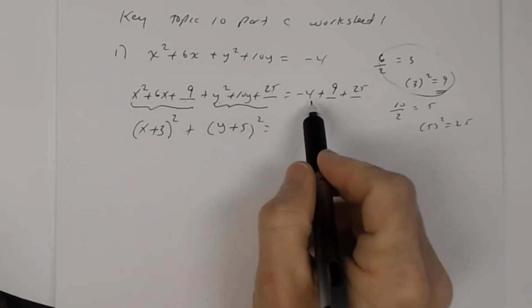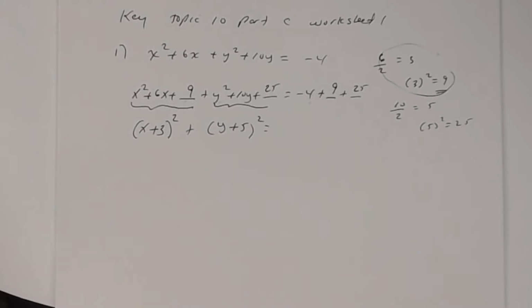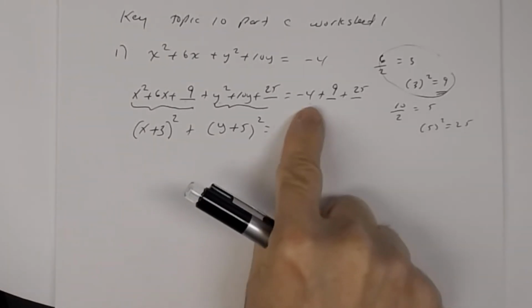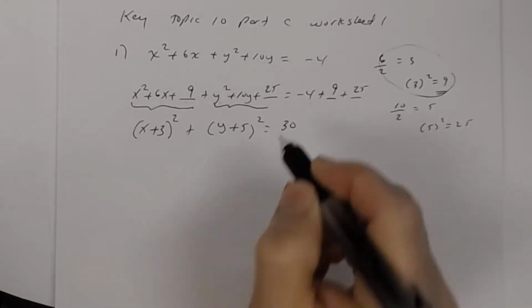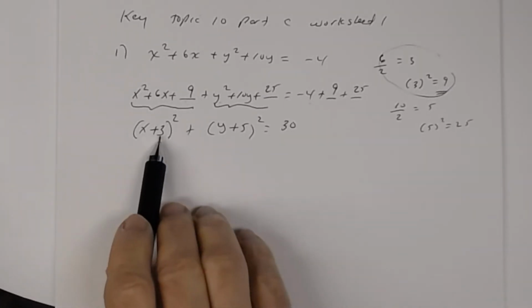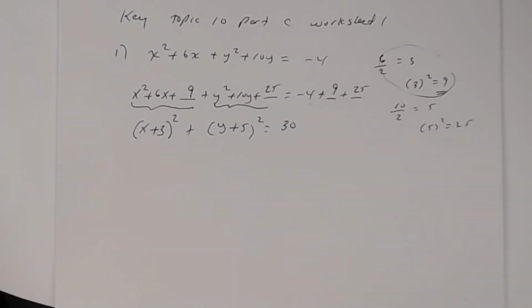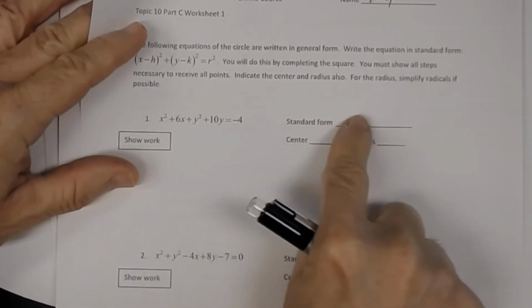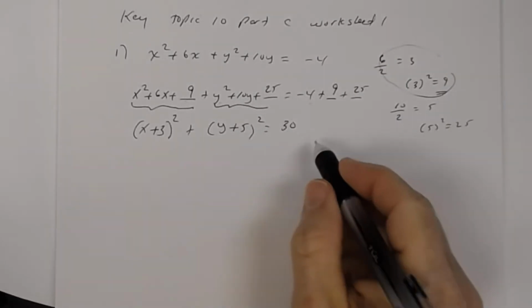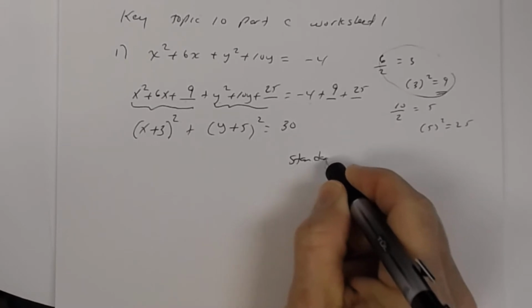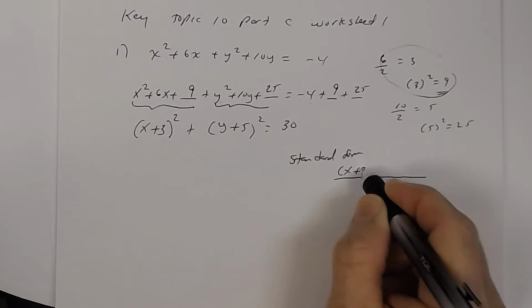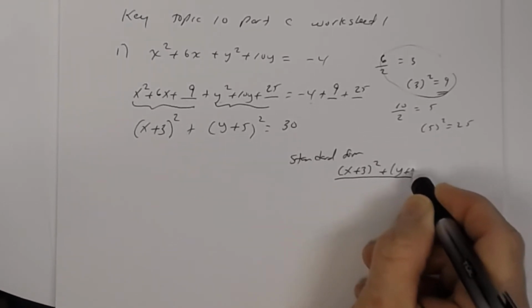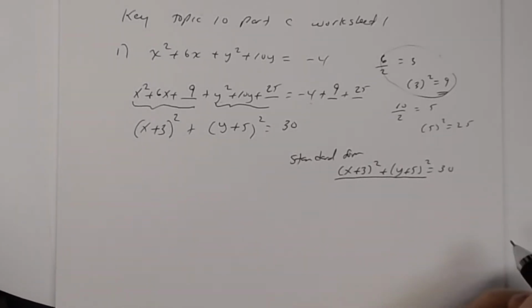And then all I need to do is add those 3 numbers together. So when I add those 3 numbers together, -4 plus 9 is 5, and 5 plus 25 is 30. All right? Now, this is my standard form. Part of the problem asked you to put the standard form in this blank. So standard form will be (x + 3)² + (y + 5)² = 30.